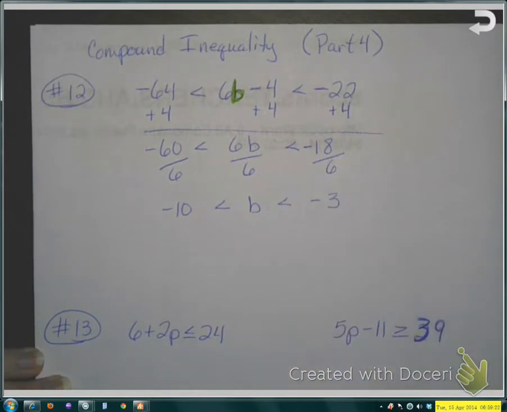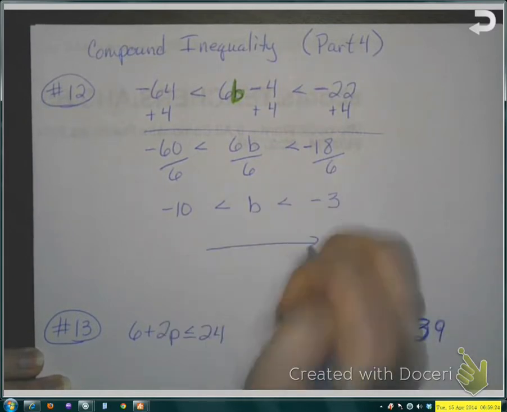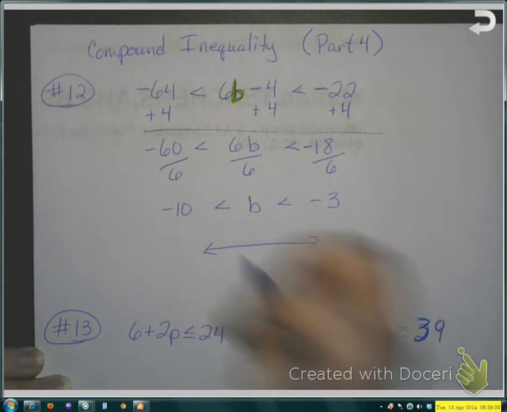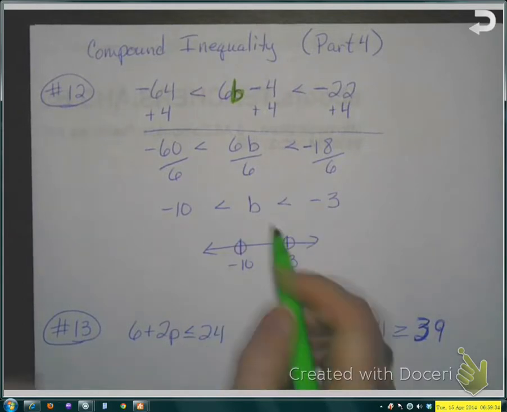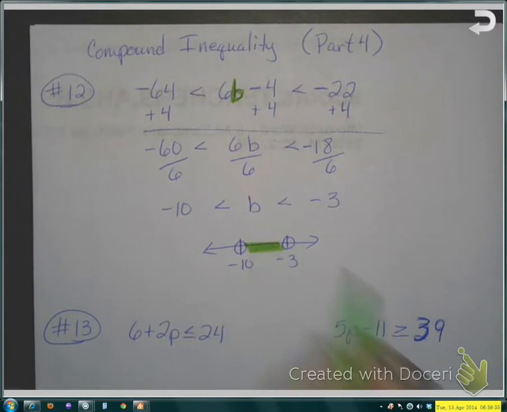The cool part is when you go to put this on the number line, you don't have to figure out where the arrows go. It tells you that b is in between negative 10 and negative 3, so you can put your open circles, and you know that b is in the middle. So you don't have to do a lot of little baby arrows and thinking about it. Okay? That is one type of compound inequality.